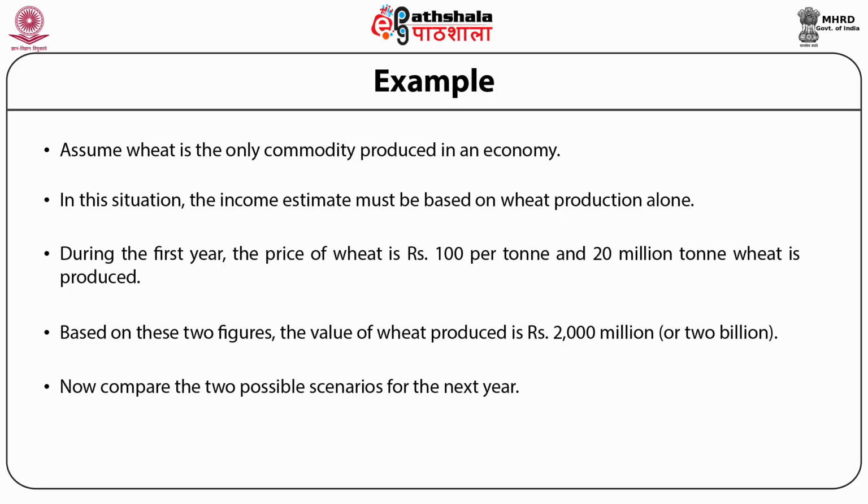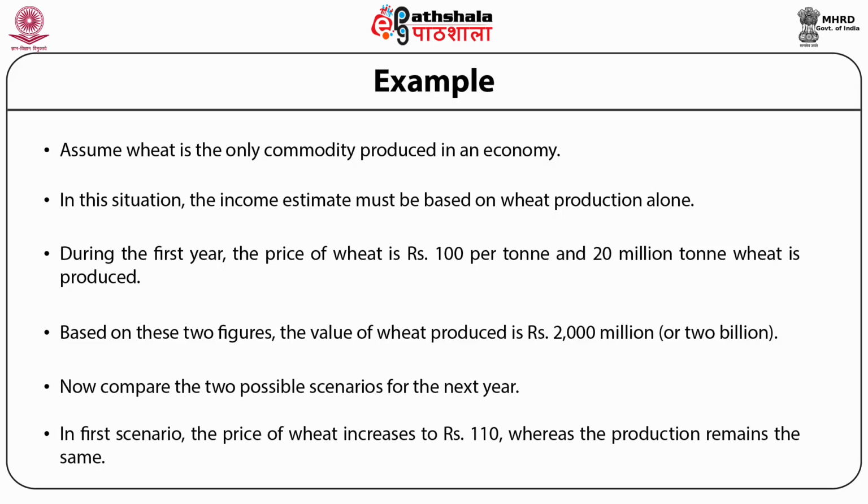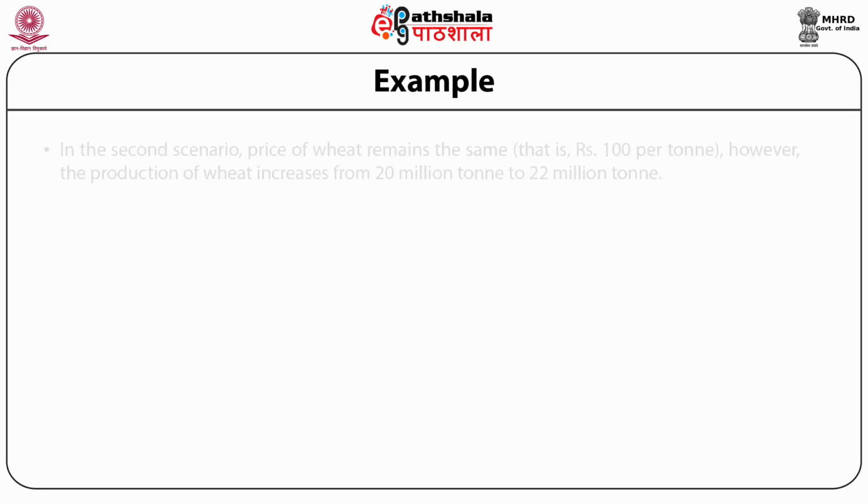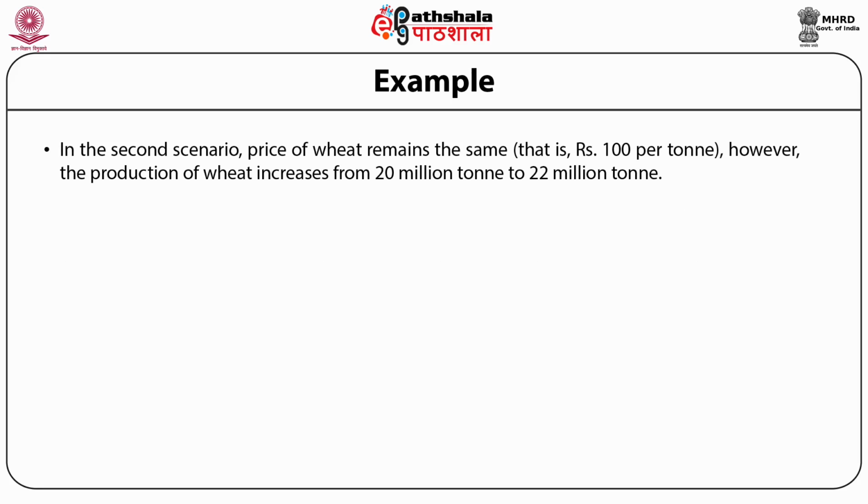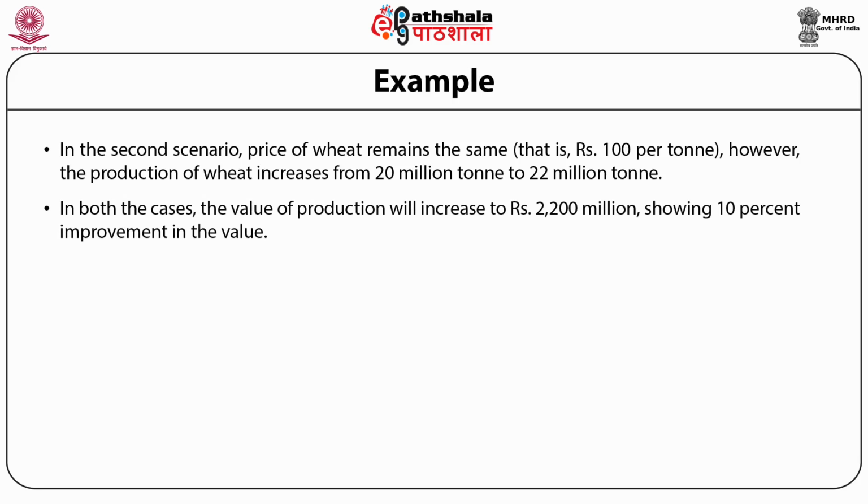Now compare the two possible scenarios for the next year. In the first scenario, the price of wheat increases to rupees 110, whereas production remains the same. In the second scenario, price of wheat remains the same, that is rupees 100 per ton. However, the production of wheat increases to 22 million ton. In both the cases, value of production will increase to rupees 2200 million, showing 10% improvement in the value.